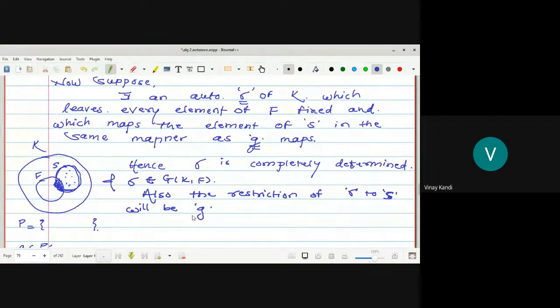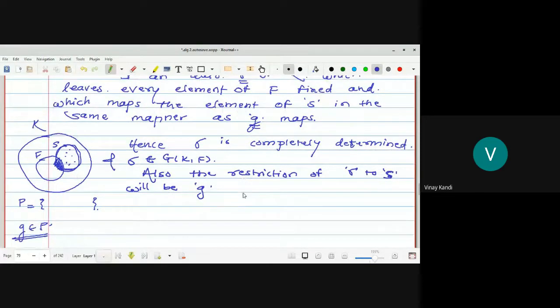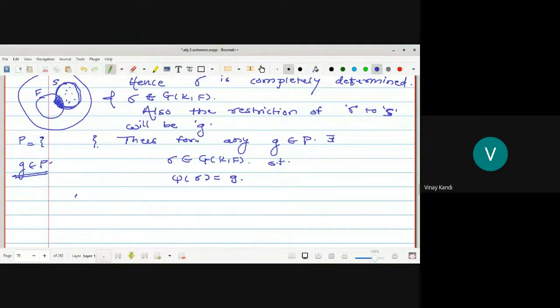So thus for any small g belonging to capital P, there exists sigma belonging to G(K/F) such that psi of sigma is equal to g. So hence psi is onto. Is it clear? Any doubt up to here?